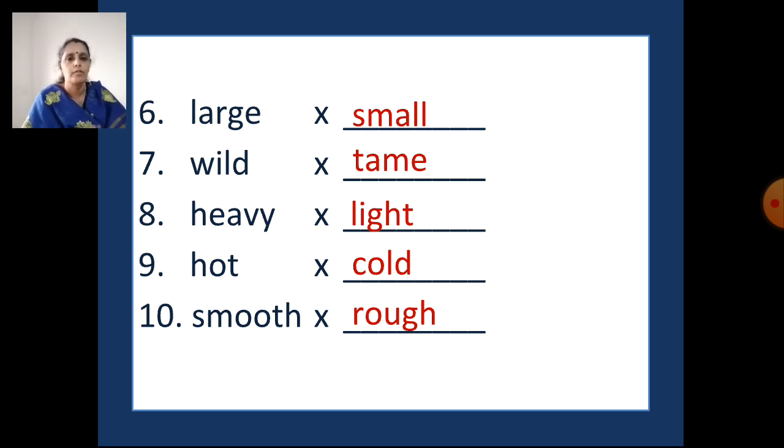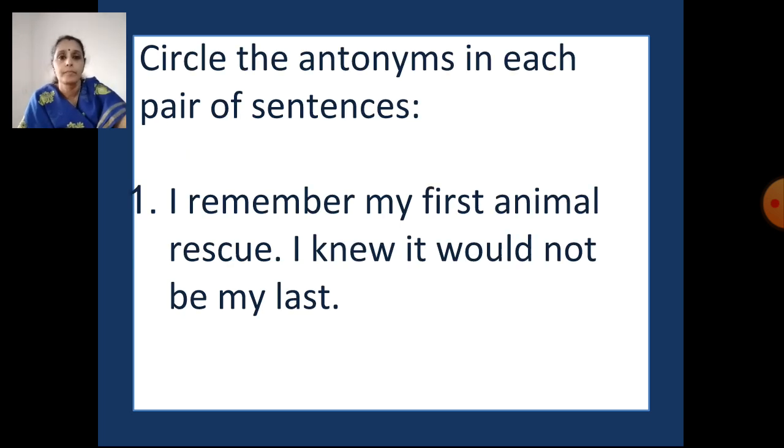Done? So shall we move ahead now? Now I have an exercise for you, children. Circle the antonyms in each pair of sentences. Earlier I had given you some words and you had to write the opposite of these words, right? Now I have given you sentences. You have to select the pair of opposites. Antonyms means opposites, so you have to select a pair of opposites by circling them.